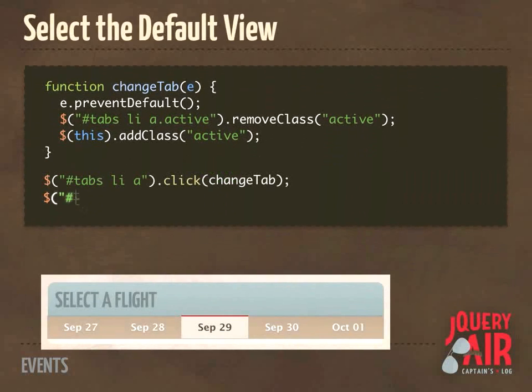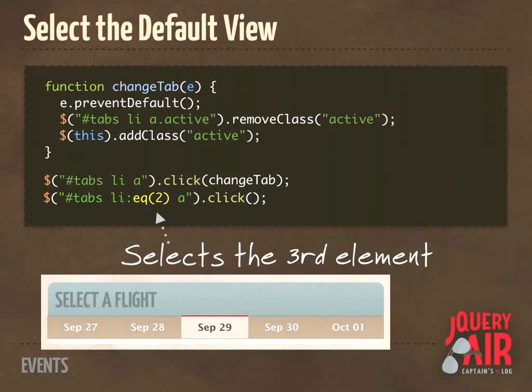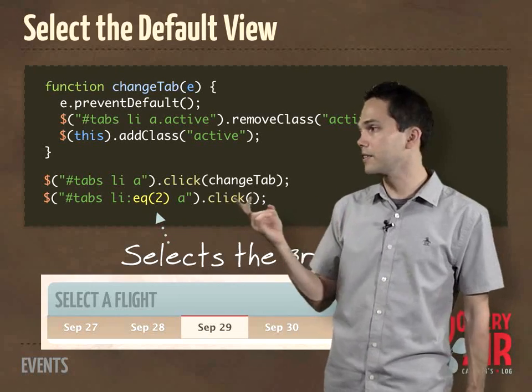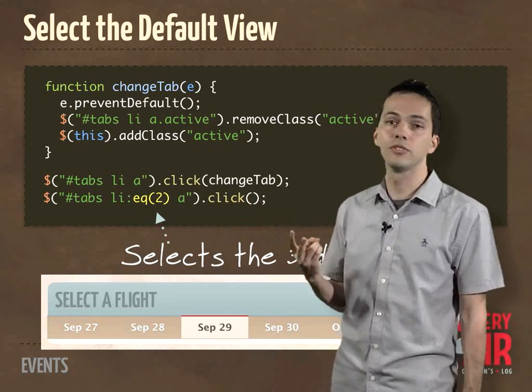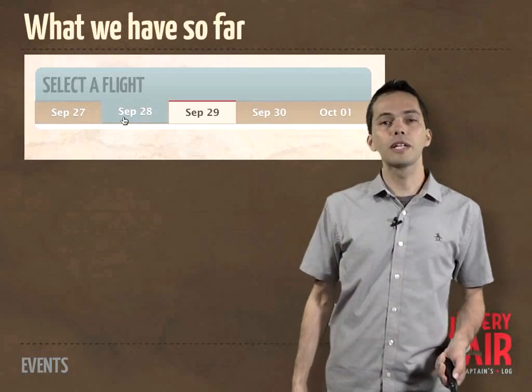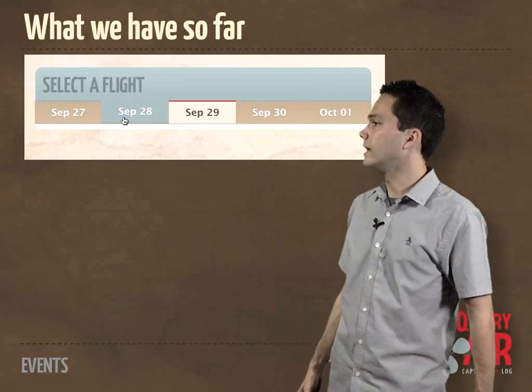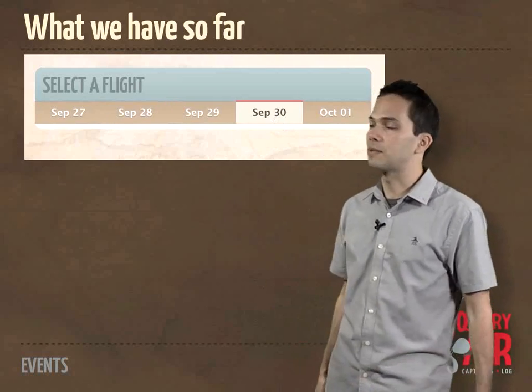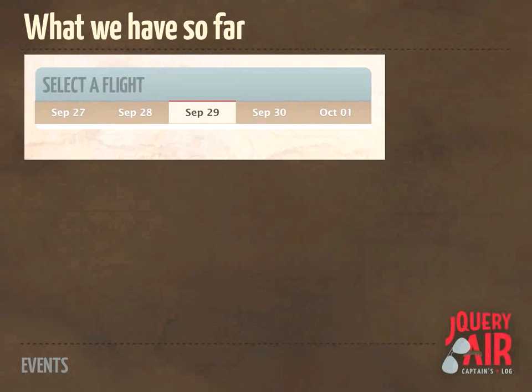The way we're going to do that is simply by grabbing that link and calling the click event on it. You'll notice here I'm using a different selector you might not have seen before, EQ2. That's going to select the third element. The first tab would be EQ0, the second tab would be EQ1, and the third tab, which we want, is EQ2. So here you can see in the browser, September 29th is selected by default. We can click off of that, and whenever we refresh the page, it's going to select September 29th again.